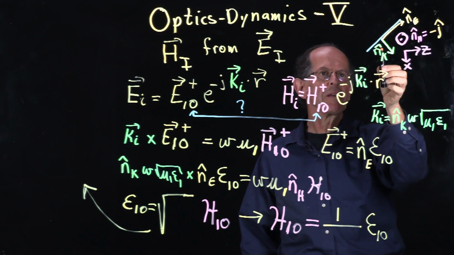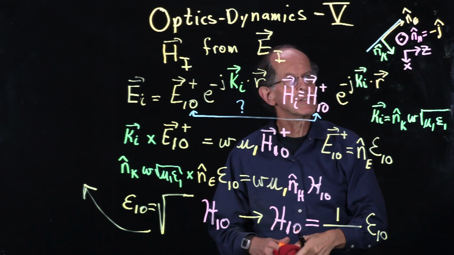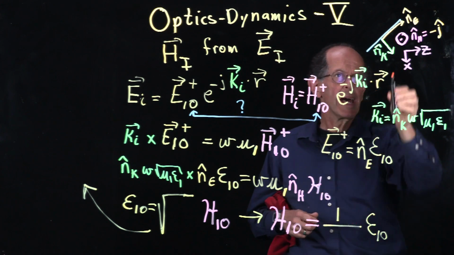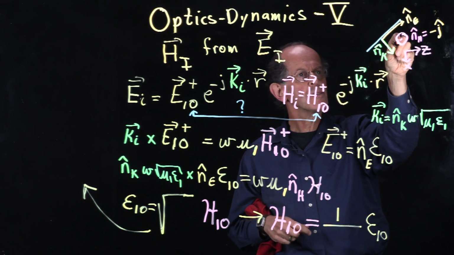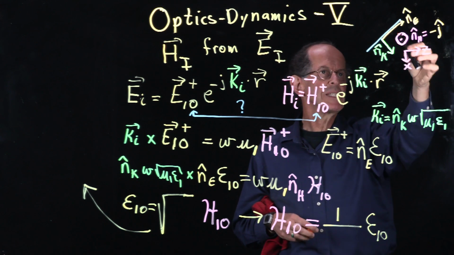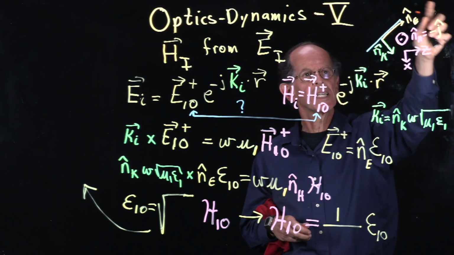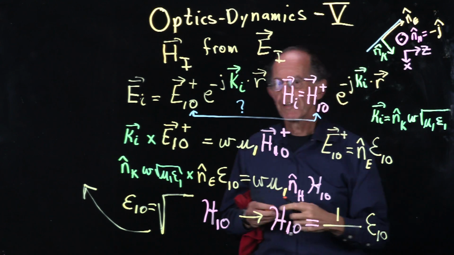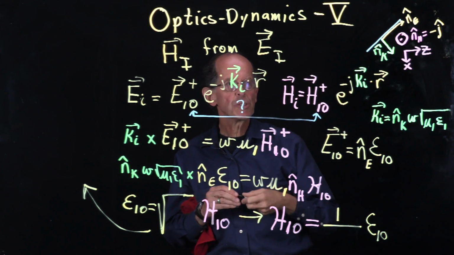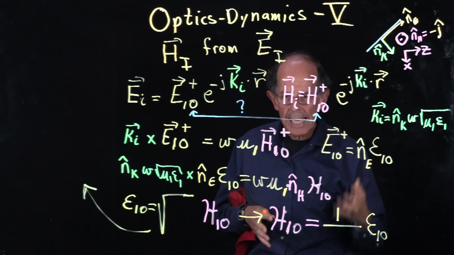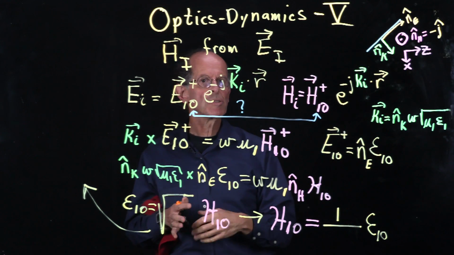That's because otherwise we'd have a left-handed coordinate system. X, Y would be into the board and Z up, but it's coming out. So we have n hat H is minus j. That's the directions. Now we know how the directions of k and H and E vectors are related.